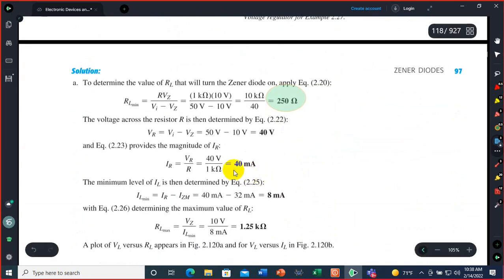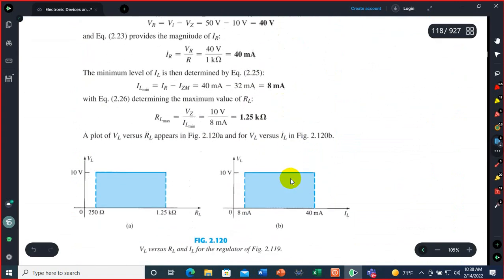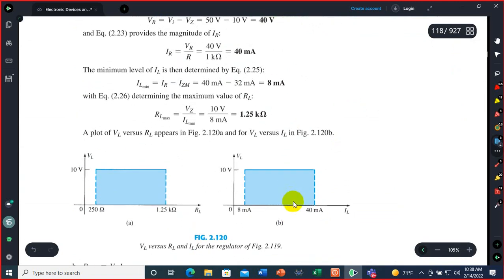40 milliampere maximum current. 40 milliampere you can go.